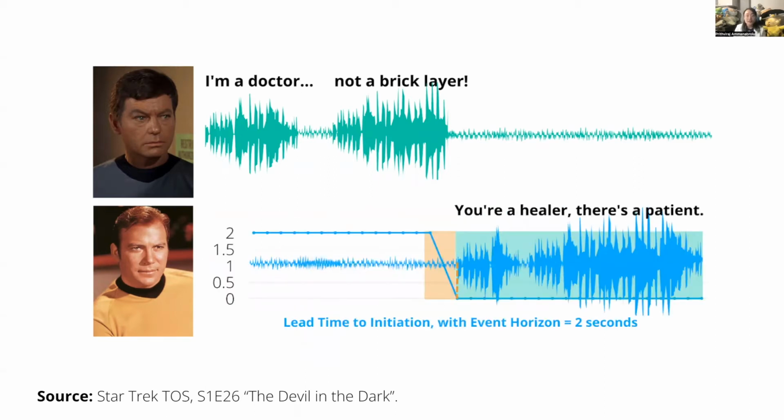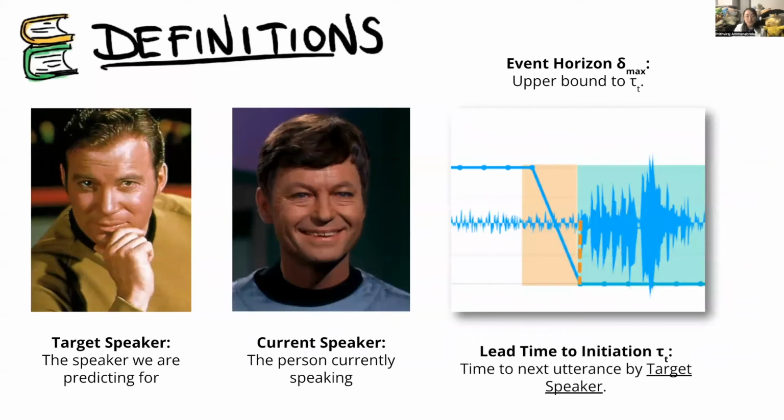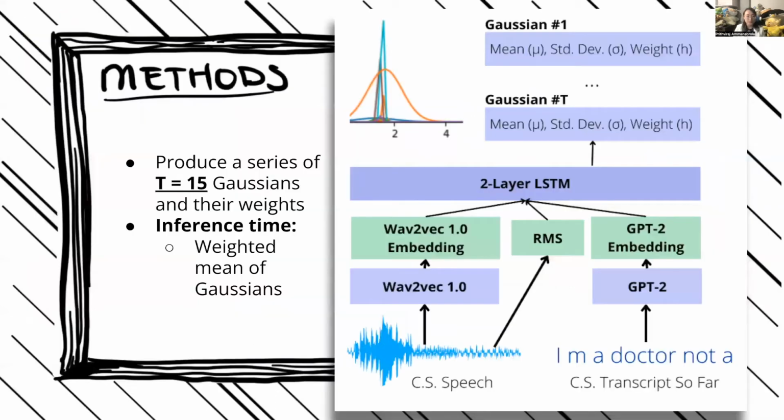Therefore, we formulate turn-taking as a continuous problem. We want a model that predicts when an agent should say the next utterance as the user keeps talking. To formalize, we define the agent speaker as the speaker whose initiations we're predicting for. The current speaker refers to a person currently speaking. And we define lead time to initiation, tau, as the time to the target speaker's next utterance. When the target speaker is speaking, we define the lead time to be 0. Tau is also upper bounded by the event horizon, which is 2 seconds in our work.